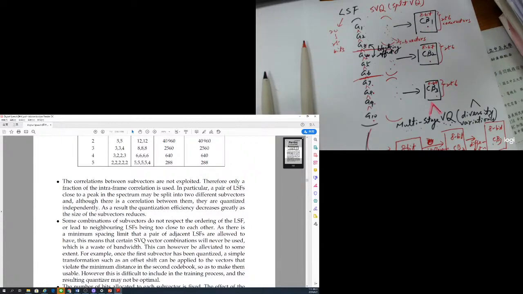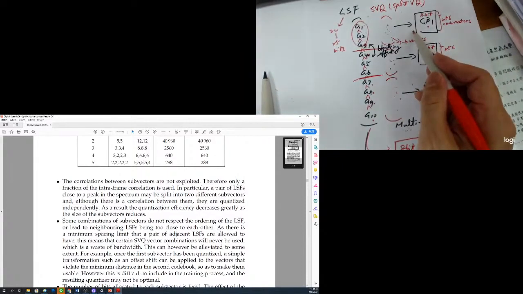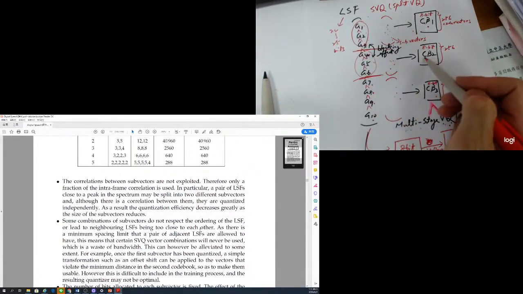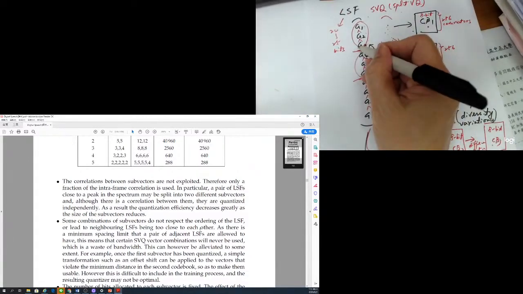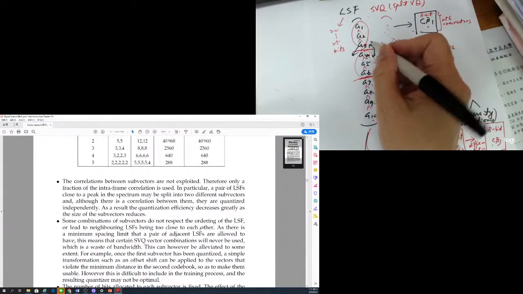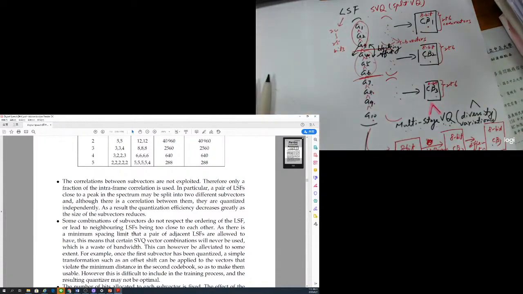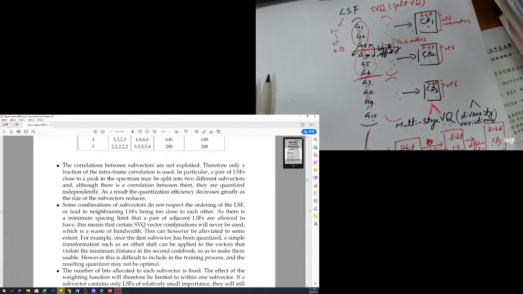The neighboring line spectrum frequencies may come out too close to each other, because this subvector will be quantized by itself, and this subvector will be quantized by a different codebook. Maybe during the quantization, this one moves to a bigger value and A4 becomes a smaller value. Sometimes the order will be changed, which will cause trouble. So a minimal spacing limit is imposed, and you have to double check that they keep the minimal spacing.